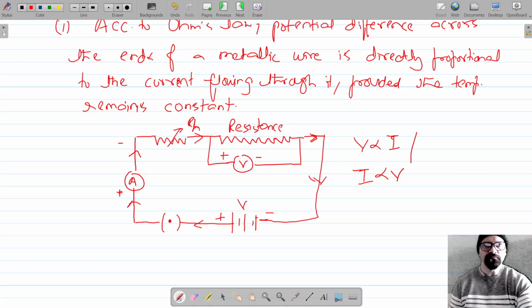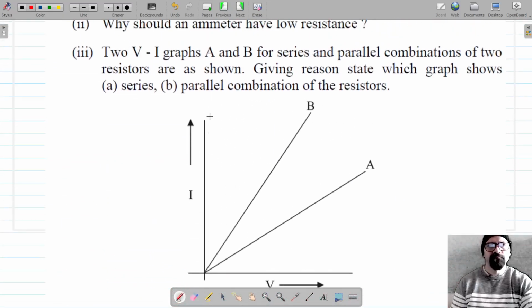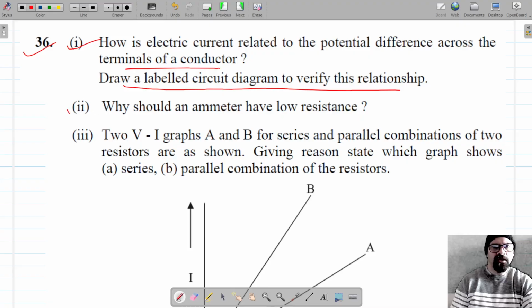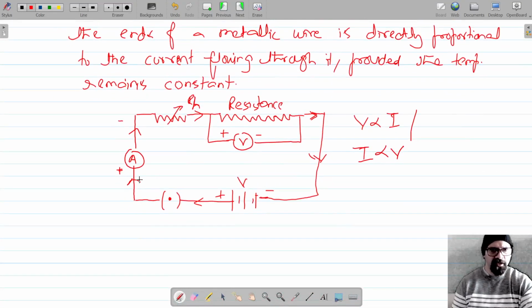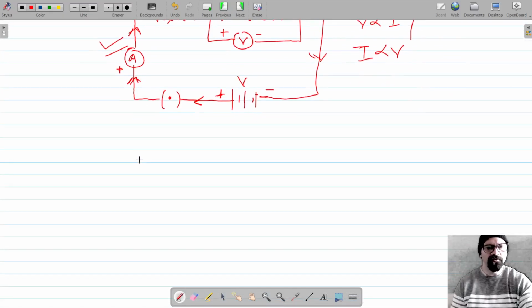Okay, now the next question is why should an ammeter have low resistance? This is the ammeter which is connected in series, which gives us the reading of the current. That means all the current should flow through this ammeter so that it gives us the exact reading, and this will happen only when it has low resistance. So it should not obstruct the flow of the current. That's why an ammeter should have low resistance.